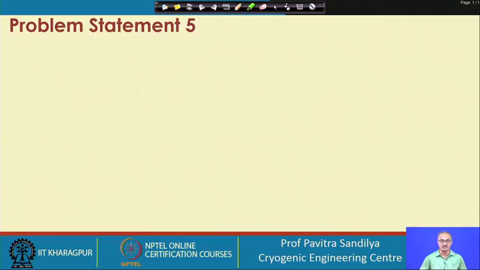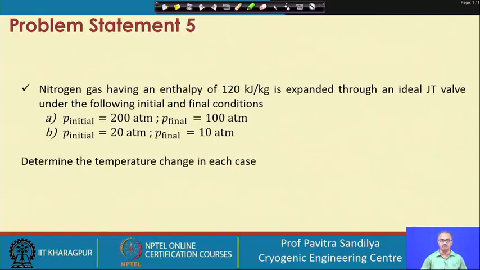Now, we go to the next problem. In this problem, we will be seeing these particular things in a TS diagram. Whatever we have learned so far, we shall look into those things again in the TS diagram. So, here we have nitrogen gas having an enthalpy of this particular value, expanded through an ideal JT valve under the following initial and final conditions.